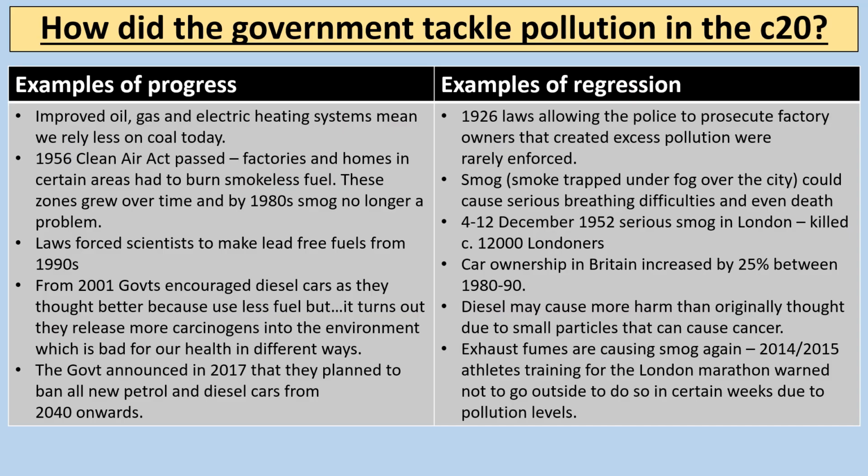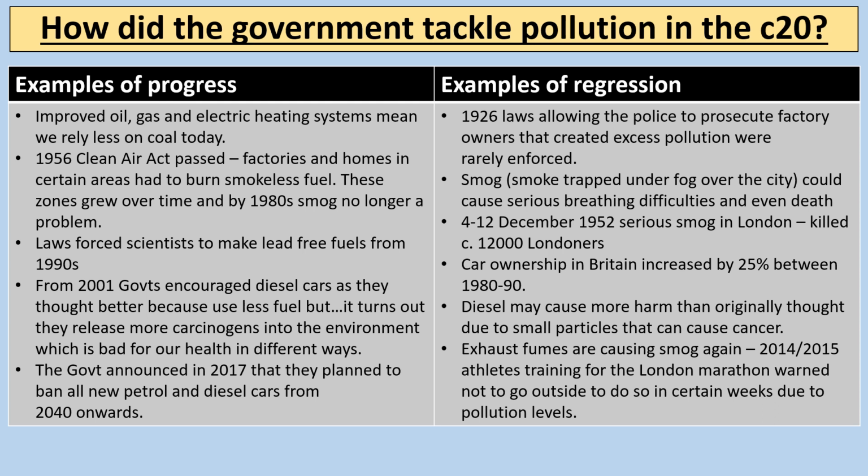We just looked at some progress and regression in terms of the government tackling pollution. So improved oil, gas and electric heating systems mean we rely less on coal today, which is a really polluting source of fuel. The Clean Air Act is a really significant event. That was passed in 1956, and it meant that factories and homes had to burn smokeless fuel. These clean air zones grew over time, and by the 1980s, smog was no longer a problem.